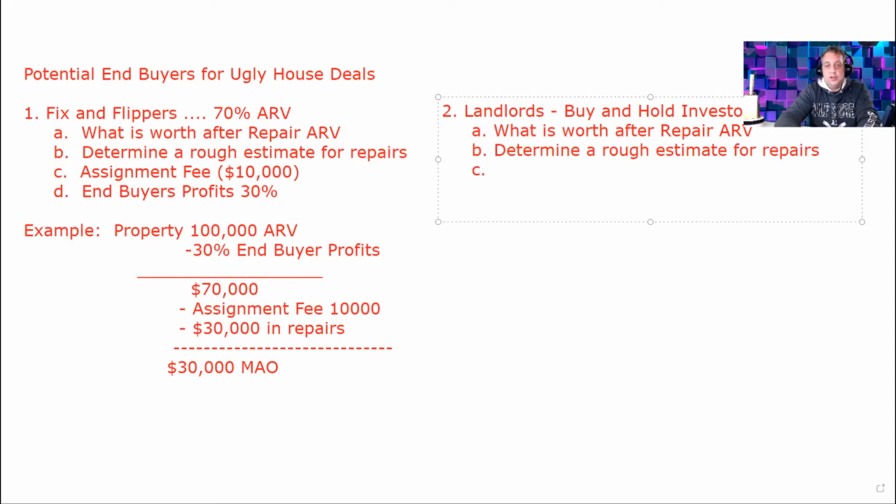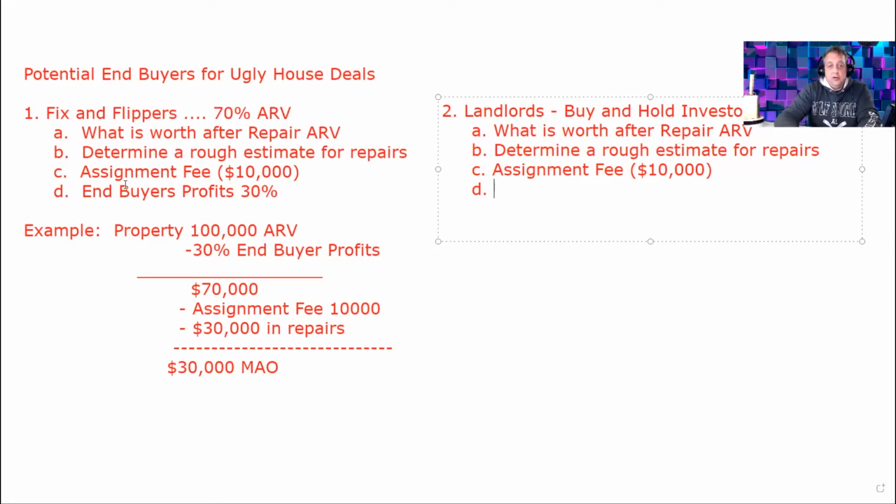The next thing you'll want to do is make some money. So let's not forget about adding your assignment fee into the deal. Let's add $10,000 here. So you can see buy and hold investors, as I said, will pay up to 90% ARV, whereas fix and flippers will only go as high as 70%.